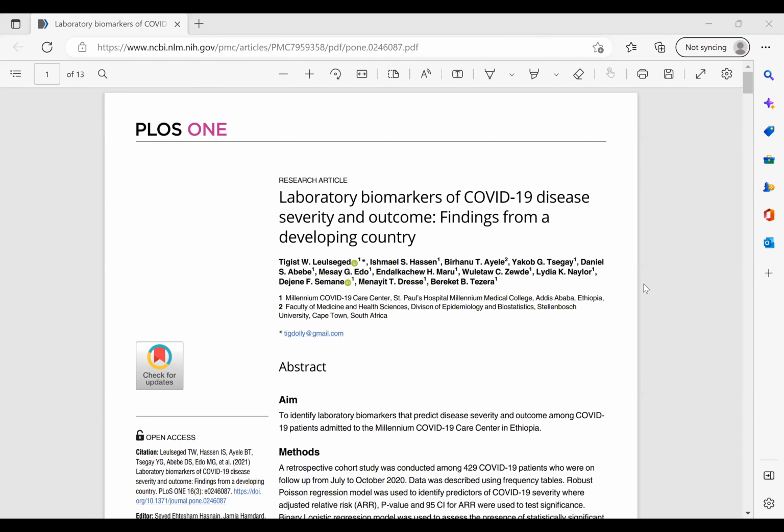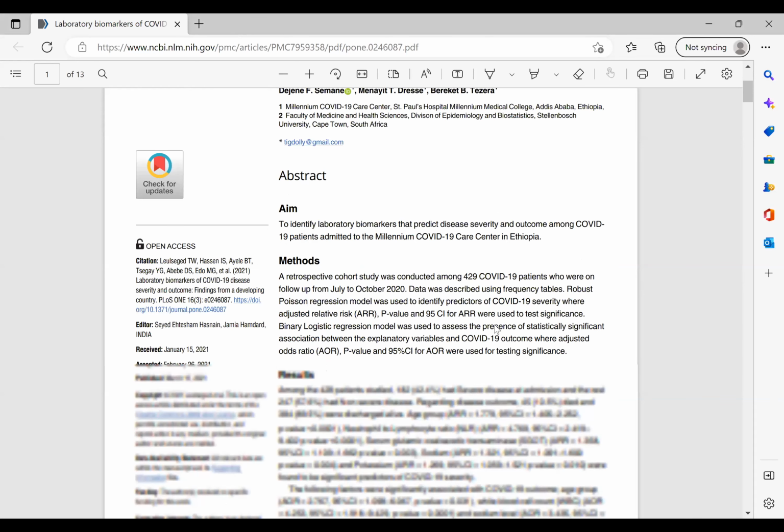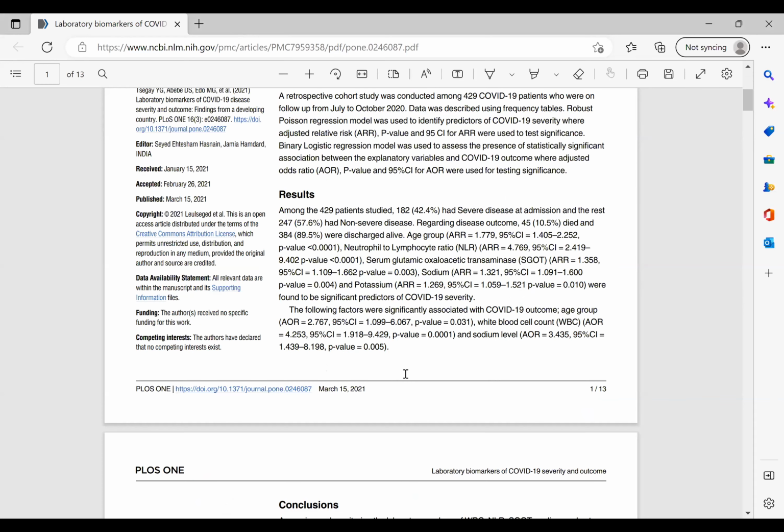So this is one article on COVID-19. It says, laboratory biomarkers of COVID-19 disease severity and outcome: findings from a developing country. So the research question is which laboratory biomarkers are significant predictors of COVID-19 disease severity and outcome among COVID-19 patients in Ethiopia. So we have used a cohort study design, and we had 429 participants. You can read the details since the link is available on the slide.